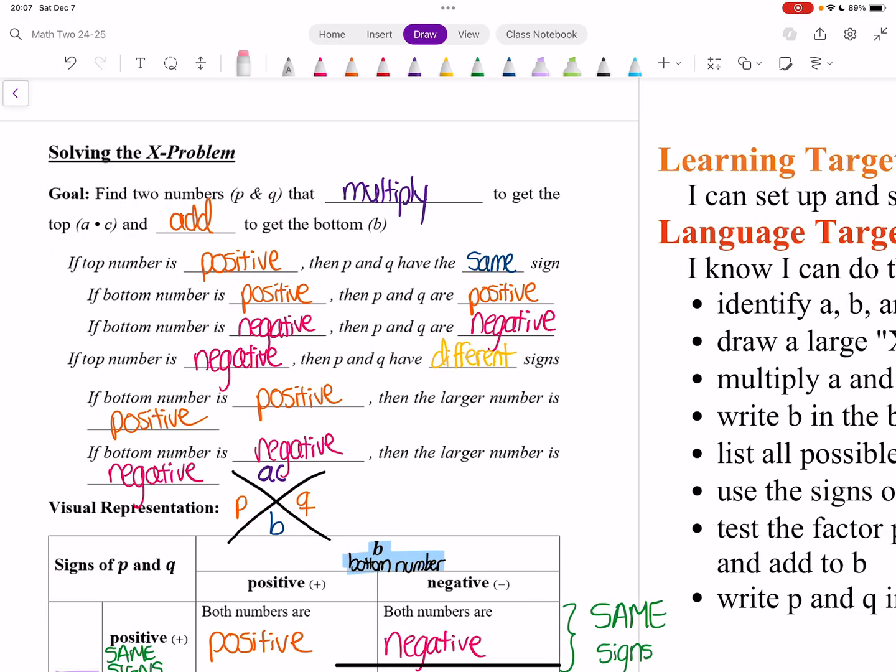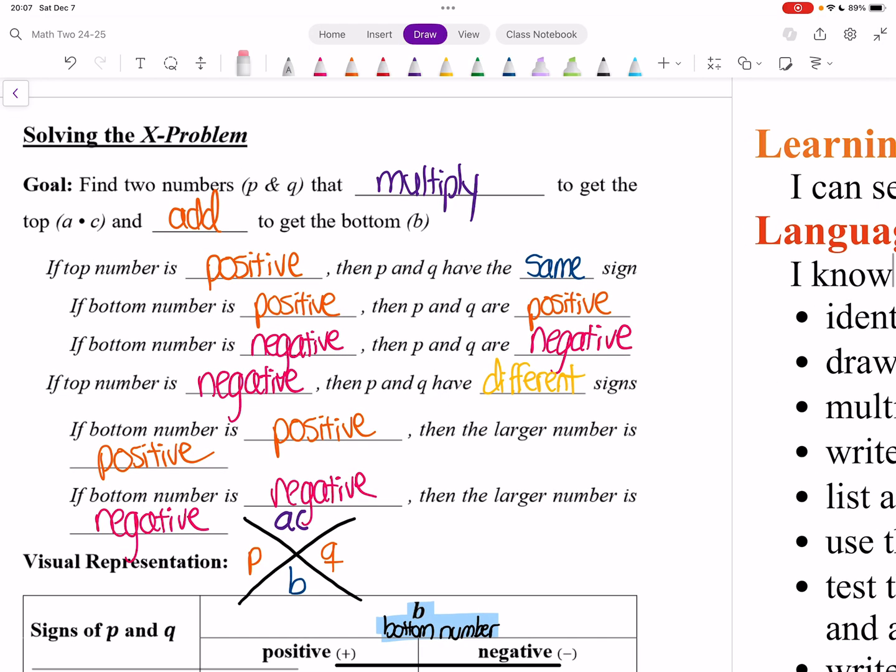This can be a rather lengthy process, especially if there are lots of possible factor pairs, and involves a lot of trial and error. The goal when solving the x problem is to find two numbers, we call these numbers p and q, that multiply to get the top of the x problem, which is a multiplied by c, and add to get the bottom of the x problem, which is b. Here are some general guidelines to follow.